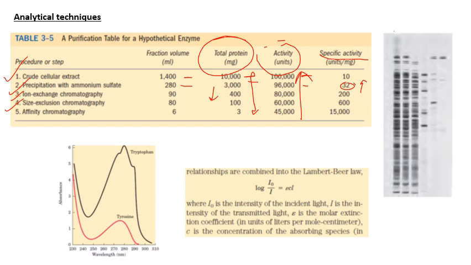So if these are your different stages of purification, you can see that in the first step where you have the crude cellular extract, you have a lot of proteins which are represented by these different bands. Now during the second stage, when you precipitate it with ammonium sulfate, nothing much happens, but it's just the protein fraction of your extract that gets enriched. So in terms of the protein profile, that remains the same.